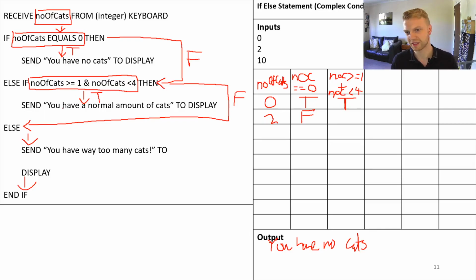And then because T is there, you have a normal amount of cats. I'm not writing all that, that's too much for this mouse, so I'll just write normal cats. Then the program would end.